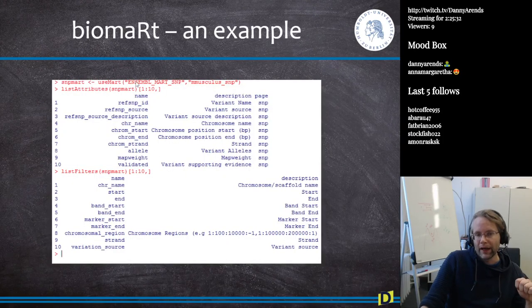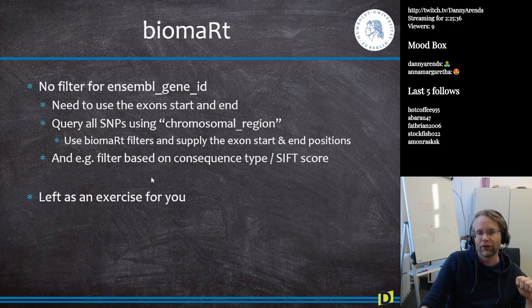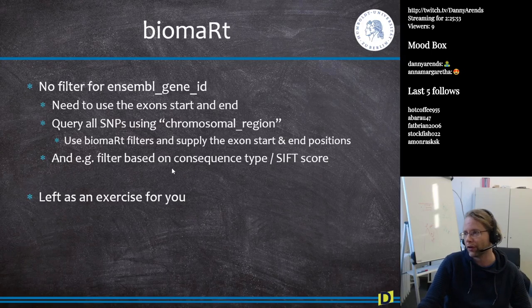Good. So again, when I connect to the SNP mart, I can list the attributes, I can list the filters. So there's no filter in this case for Ensembl gene ID. So I need to use the exon start and end position. So I need to query all of the SNPs using chromosomal region, use the biomaRt filters and supply the exon start and end position. And then we could do more filtering based on the consequence or the SIFT score. But this is the exercise for today, for the assignments.